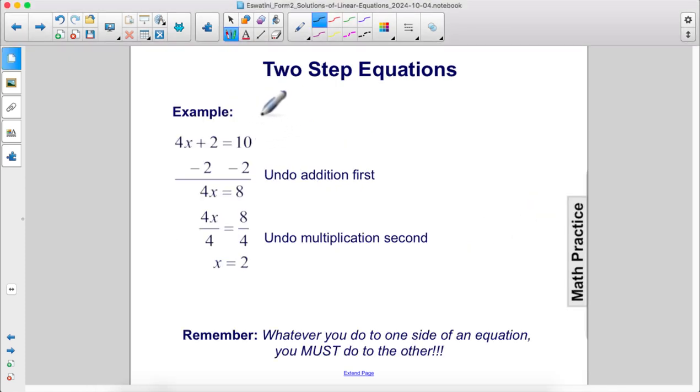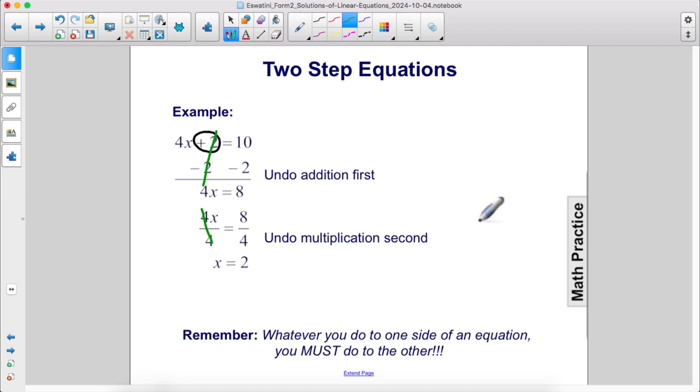Here's an example of a two-step equation. So we have 4x plus 2 equals 10. So we do PEMDAS in reverse, which means first we deal with the plus 2. To undo the addition, we subtract. So we're going to subtract 2 from both sides, canceling out the 2's, leaving us with 4x on the left. 10 minus 2 is 8. Then we have to undo the multiplication, x times 4. So we need to divide by 4, so the 4's cancel. If you divide the right side by 4, you get x equals 2.